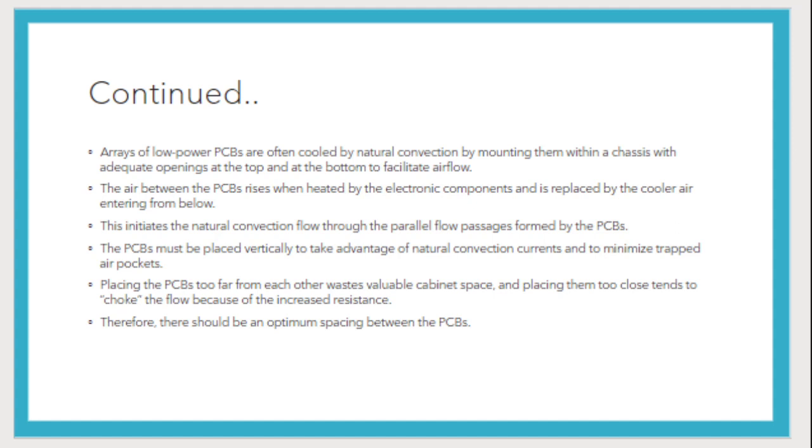The PCBs must be placed vertically to take advantage of natural convection currents and to minimize trapped air pockets. Placing the PCBs too far from each other wastes valuable cabinet space, and placing them too close tends to choke the flow because of the increased resistance. Therefore, there should be an optimum spacing between the PCBs.